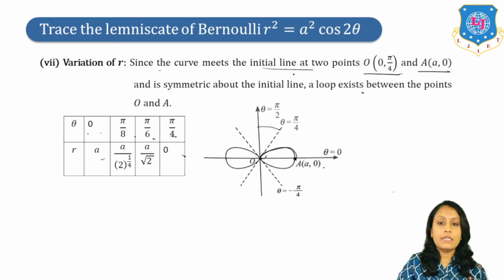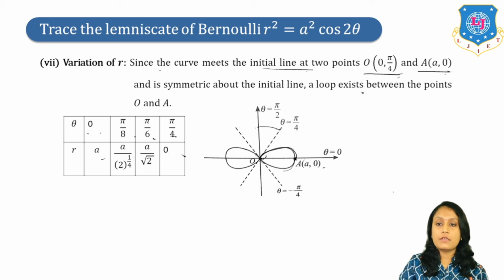Since the curve meets the initial line at 0, pi by 4 and (a, 0), we have a loop over here. Now the curve is symmetric about the initial line, so another loop will form here. Also the curve is symmetric about theta is equal to pi by 2 and the pole, so we have one over here also. We know that the curve does not exist in the region from pi by 4 to pi by 2, right? So in this way we can trace the curve.